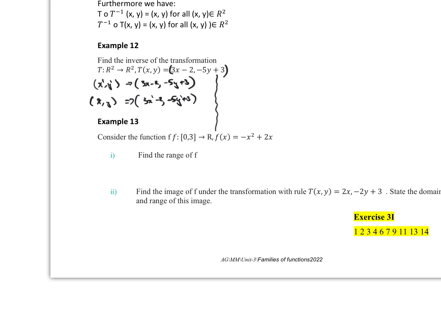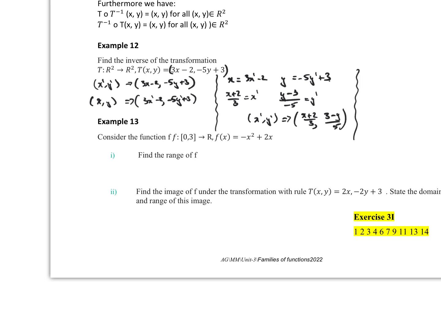And now let's just rearrange again to get (x', y') equals. So from this we can see x is equal to 3x' minus 2, y is equal to negative 5y' plus 3. Rearrange: (x plus 2) on 3 equals x'. (y minus 3) over negative 5 equals y'. So now I can write (x', y') becomes (x plus 2 on 3, maybe put the negative sign up the top, 3 minus y on 5).